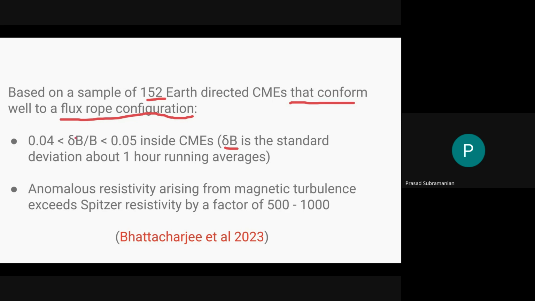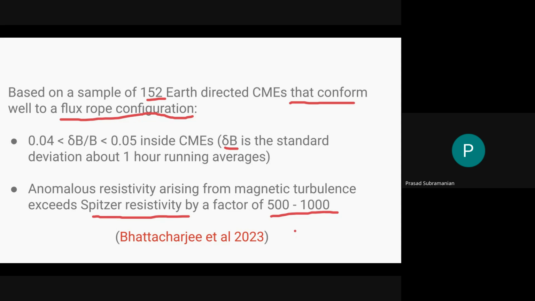So having a good knowledge of these delta B's allows you to calculate things like anomalous resistivity, as opposed to the standard collisional Spitzer resistivity. He found that anomalous resistivity exceeds the Spitzer resistivity by those sorts of factors. Why are we worried about this? We want to see if this kind of anomalous resistivity is enough to explain the additional heating that is thought to take place in the interior of CMEs. Turns out that the first order answer is no. These sorts of enhancements are not enough.